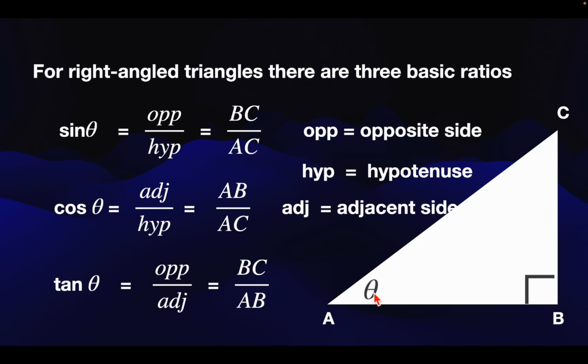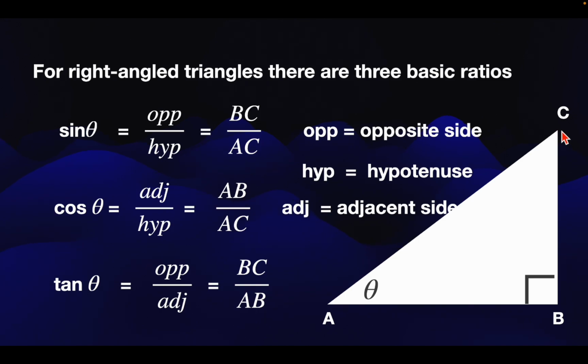You have to look carefully now. What is the side opposite to this angle? It is this side opposite, BC. And the side adjacent to this angle is AB. And this is always the hypotenuse, the side opposite to 90 degree. So for theta, this is the adjacent side, this is the opposite side.